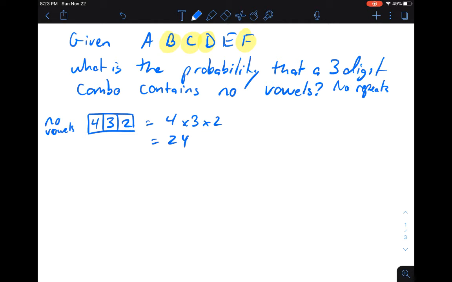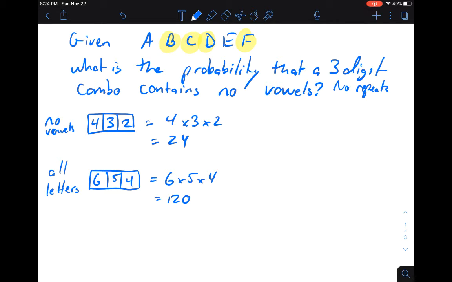Now with all letters possible, if we do the same style here, the first digit could be any of the letters A, B, C, D, E, and F. There are 6 of them, so 6 possible choices for the first letter. Now, one of my letters has been removed. How many letters are left? There are 5 letters left. And then finally, there would be 4 letters available for this location. Work this out: 6 times 5 times 4 ends up being 120.